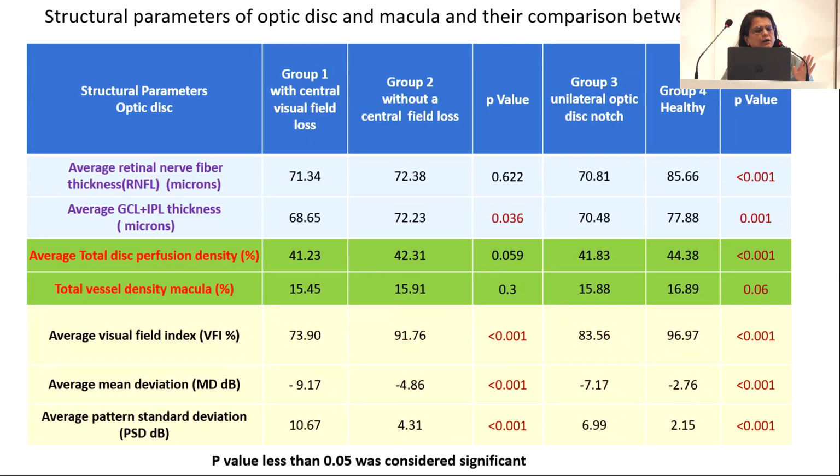When we compared the structural parameters of the optic disc and macula, we noted that the average retinal nerve fiber layer thickness was significantly different between the notch versus no notch groups. Similarly, the vascular density parameters were also different only between the notch versus no notch groups. In the case of macular thickness parameters, they were found to be different between both groups, and visual field parameters were different between all four groups.